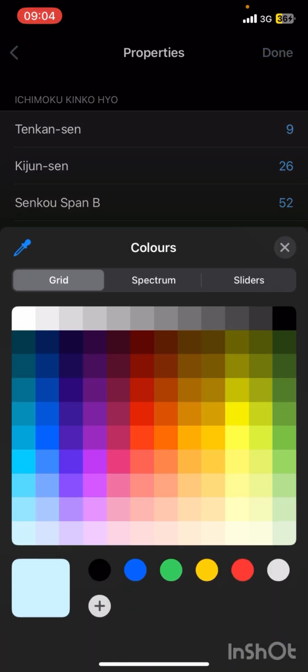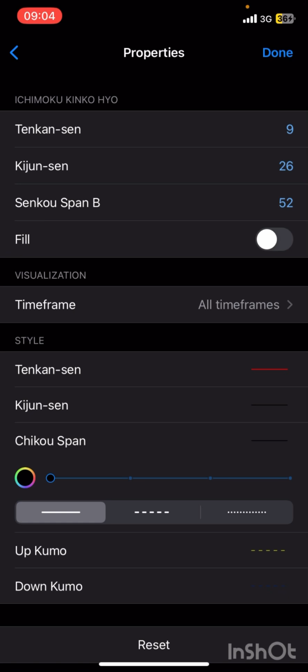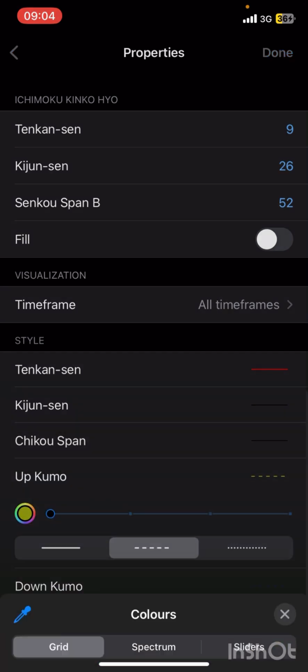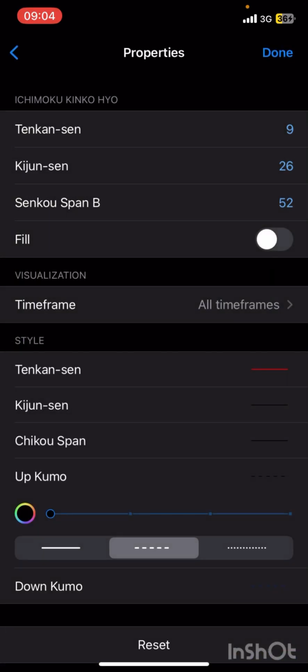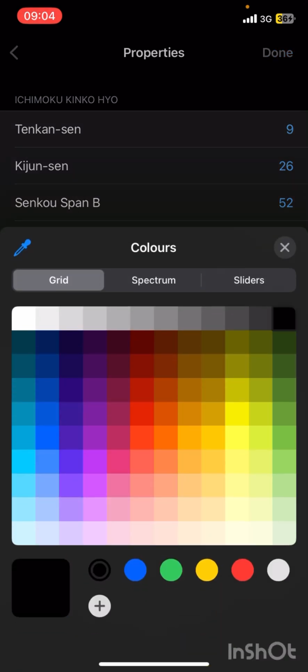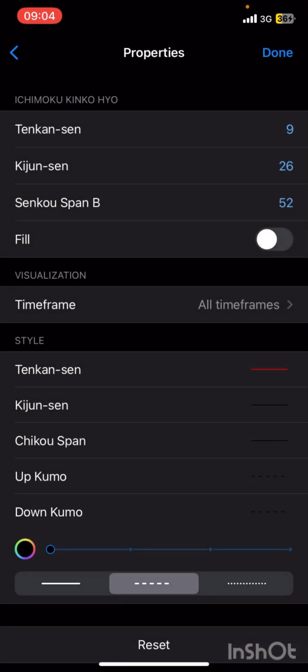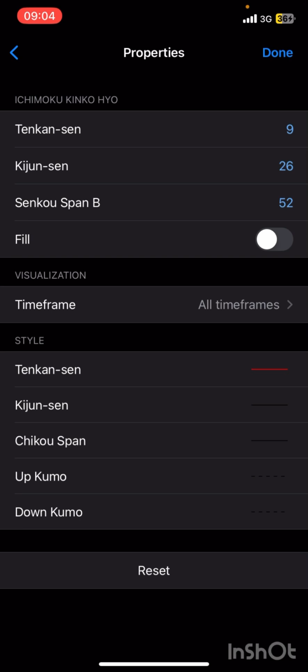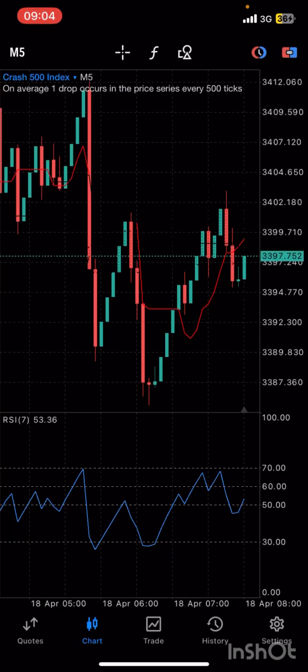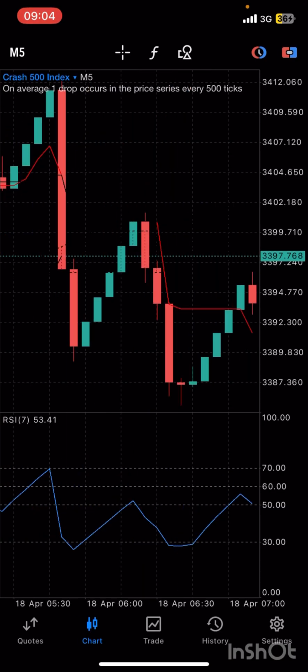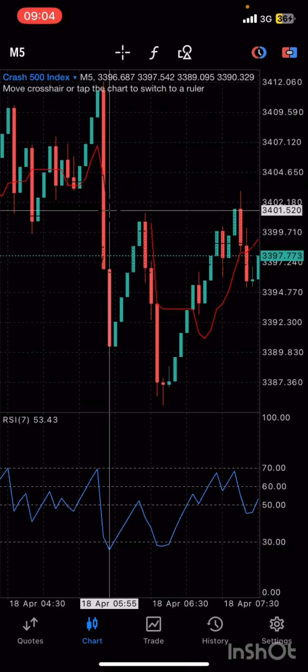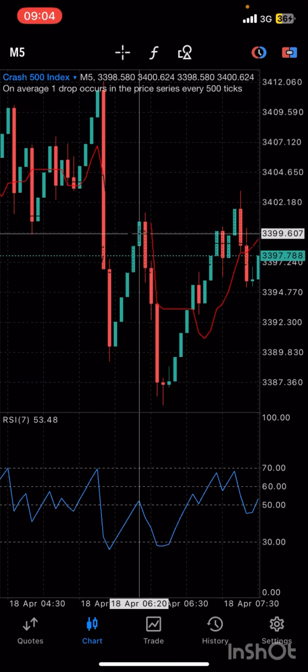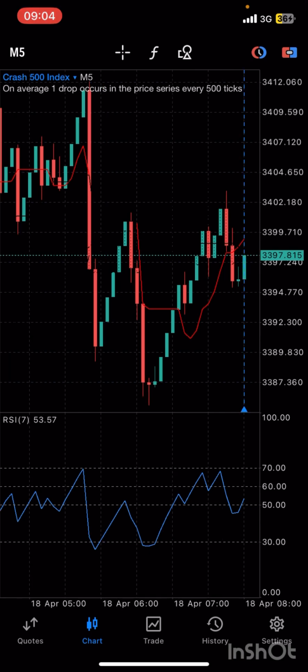So I'm going to change the other one, which is the Chikou span, to black. Then the up Kumo, I'm going to change it also to black. Then the down Kumo, I'm going to change it also to black, right? So you can see all I've done on this particular place is change all of them to black. The only thing I left as red is this Tenkan San. All right, so we're going to click on done so you can see how neat it's beginning to look right here. So they are still there, but they're just converted to the background color, and it's black.